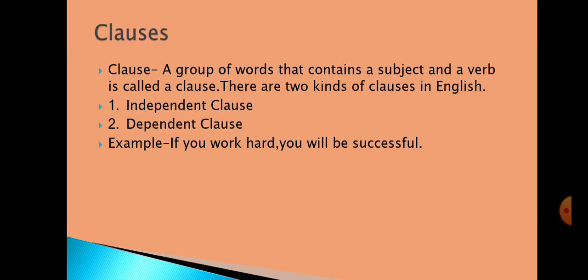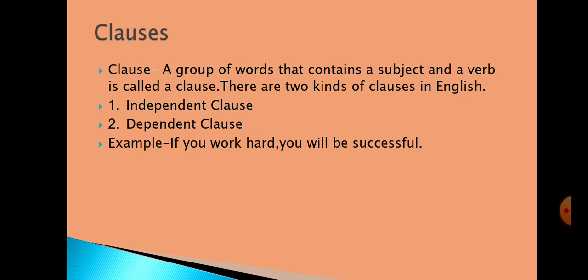First of all, we will try to understand what a clause is. A group of words that contains a subject and a verb is called a clause. What does it mean? It means that a clause is a group of words that contains a subject and a predicate. तो यहाँ पे क्या है, clause का मतलब क्या है? ऐसे group of words जिसमें subject भी है और predicate भी है. And you know that predicate contains a verb.